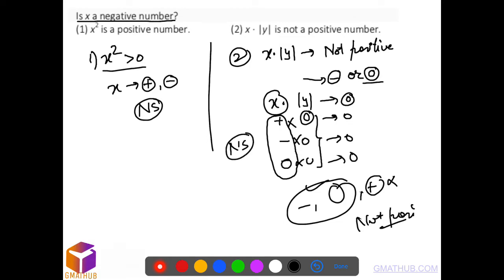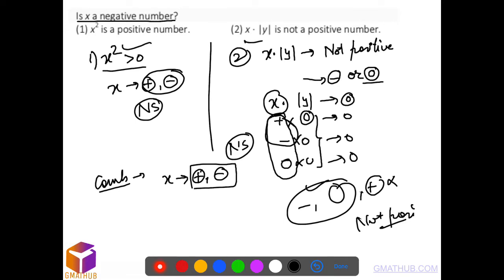Not sufficient. If we combine the two, x could be positive, negative from here, positive, negative from here also. So a positive or negative value will satisfy both the statements for x. Even the combination is not sufficient. Answer is E.